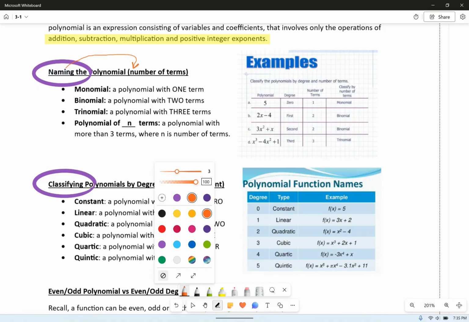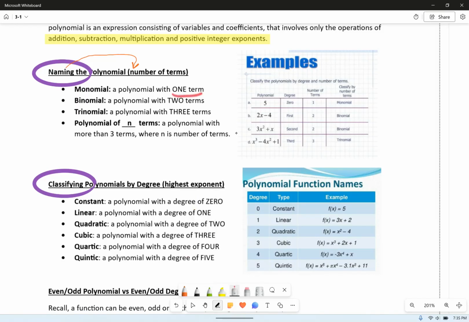When I ask you to name a polynomial, I need you to count. You are going to look and see how many terms there are. If there is one term, you will name it a monomial. 2 terms, it's called a binomial. 3 terms is a trinomial. And anything higher than 3, you will write the phrase polynomial of n terms. So for instance, if you had counted 6 terms, you would write polynomial of 6 terms.